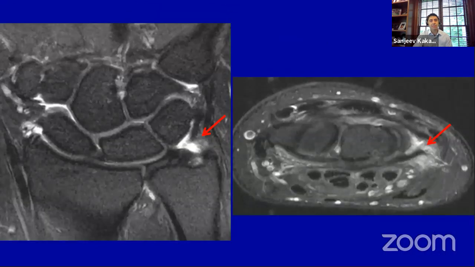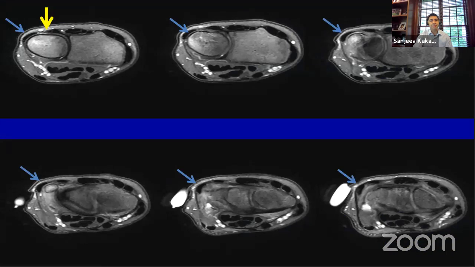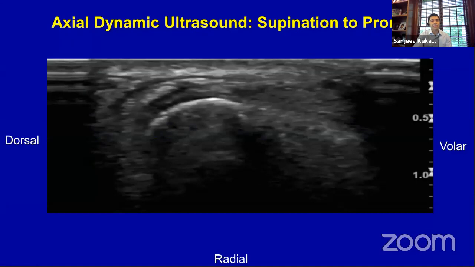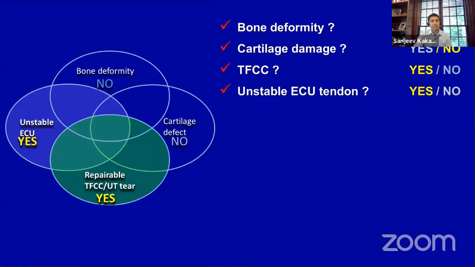So here you can see the MRI scan. Key thing when you're treating ECU pathology is to remember, don't treat the MRI, treat the patient. So this is the static MRI, and you can see actually the yellow arrow should show you where the ECU should be. So you can see it's ulnarly subluxated, but this may be normal. So I think here it's useful to get the ultrasound probe out and compare both sides to see if this truly is pathological.